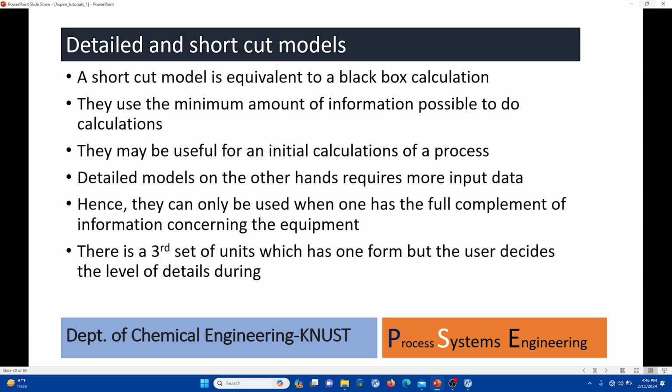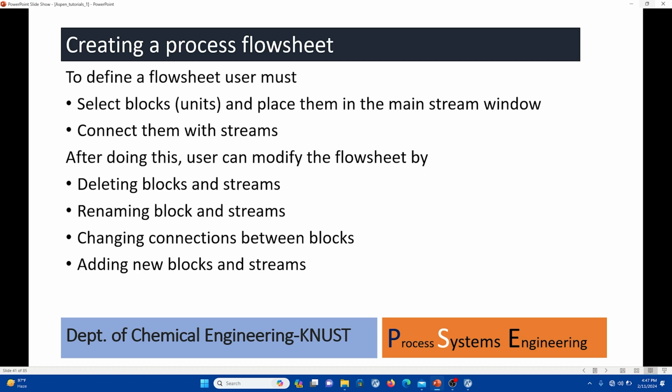And on the other hand, we have the detailed models. In that case, you need to know a lot about the equipment, well, the process being modeled, and they also tend to perform more rigorous calculations or computations, right? So we'll see a lot of that as we move on.